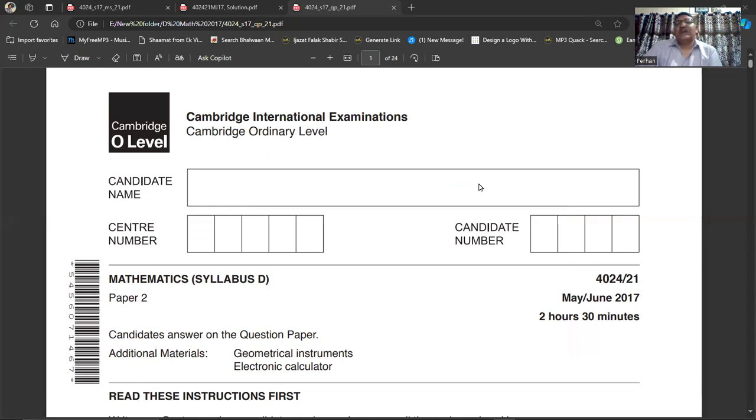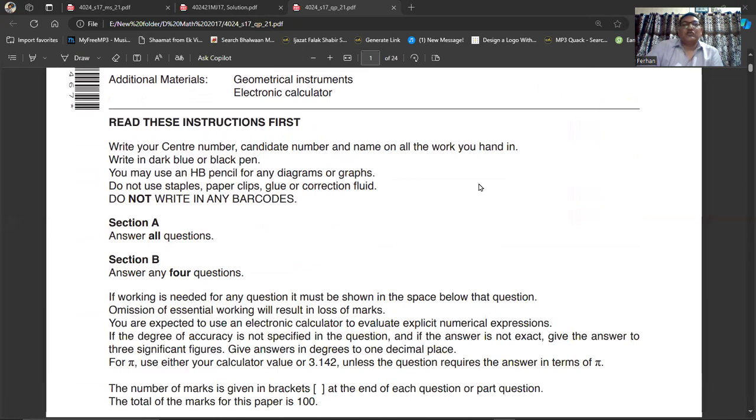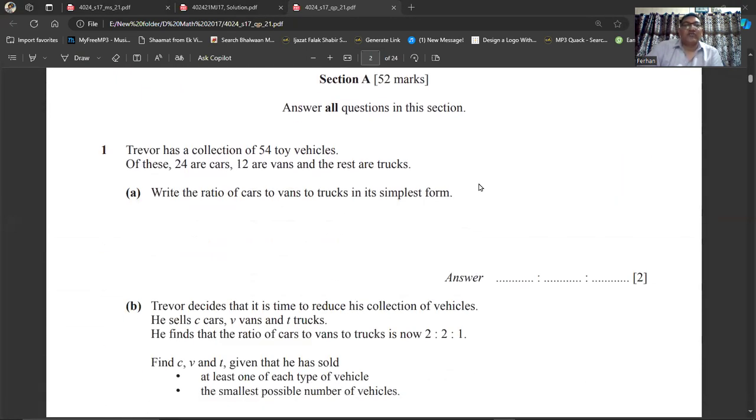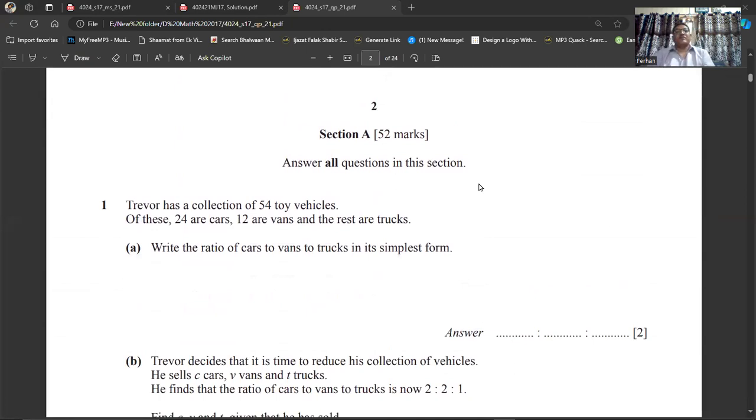May June 2017 2-1. Mathematics Syllabus D, Paper 2. 100 marks total, 2 hours 30 minutes allowed. Question number 1, showing up on your screen. Trevor has a collection of 54 toy vehicles. Of these, 24 are cars, 12 are vans, and the rest are trucks.